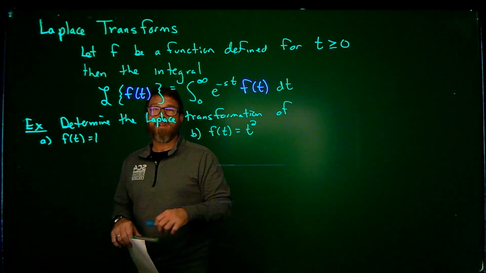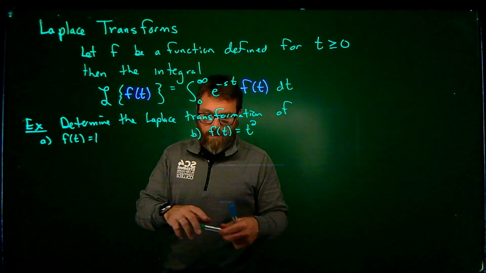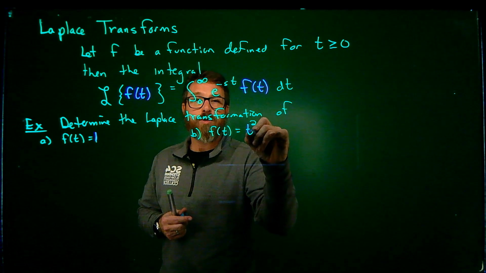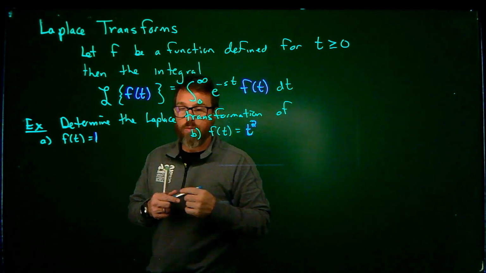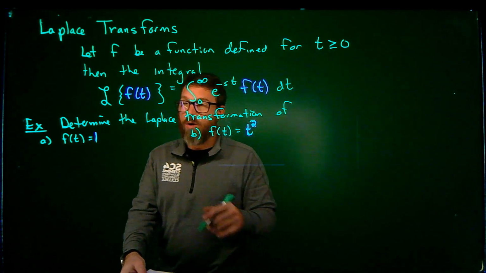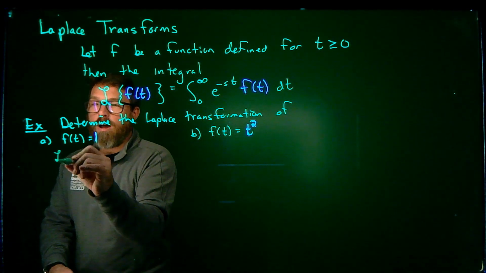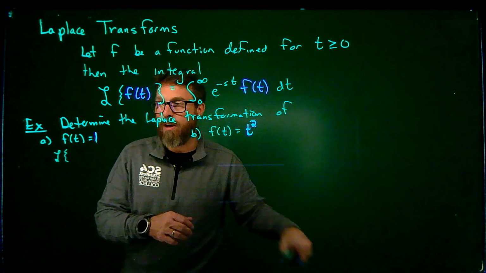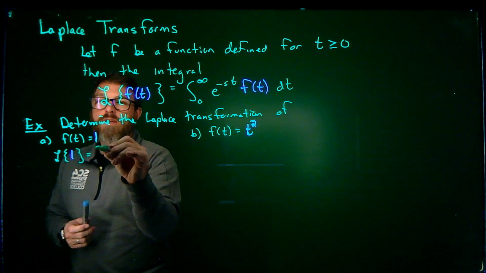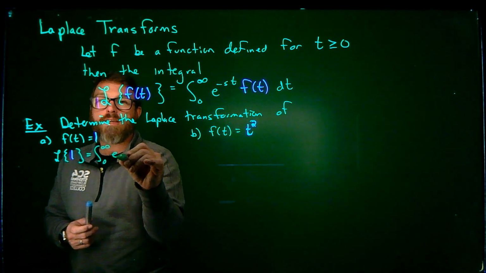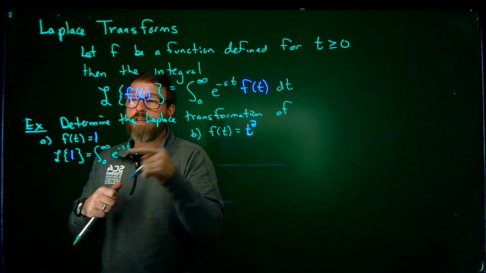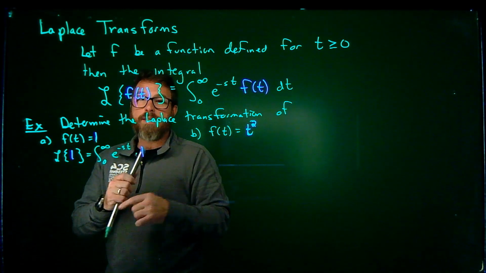So let's determine the Laplace transforms of these two functions. First I want the Laplace transform of 1, and then we'll do the Laplace transform of t squared. We'll do a couple more after this as well. So first, if I want to find the Laplace transform of 1, we know that the Laplace of this function 1 is going to be equal to the integral from 0 to infinity of e to the minus st times f of t, in this case 1, dt.